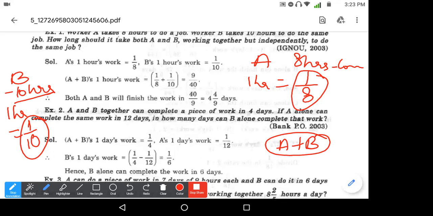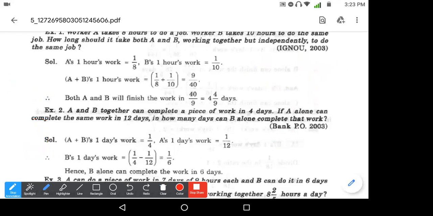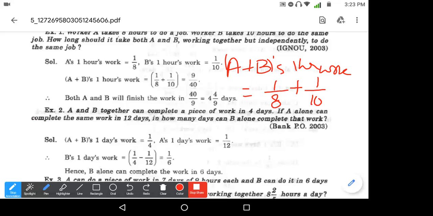So here, since we have understood 1 by 8 and 1 by 10, and since A and B are working together, A and B's 1 hour work is nothing but 1 by 8, that is A's 1 hour job, plus 1 by 10, that is B's 1 hour job. Now if you take the LCM here, you can directly just multiply this and write 10 plus 8. So 18 by 80, or you can cancel this out.